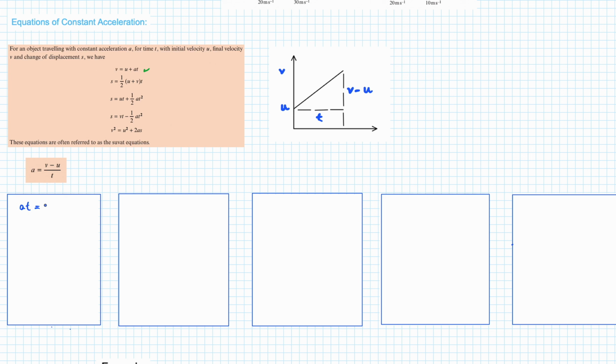So we're looking at our first equation. So v equals u plus at is just simply a rearrangement of what I just said, involving initial velocity, final velocity, acceleration, and time. And always refer back to a graph there where you can see perhaps more easily where these things come from.